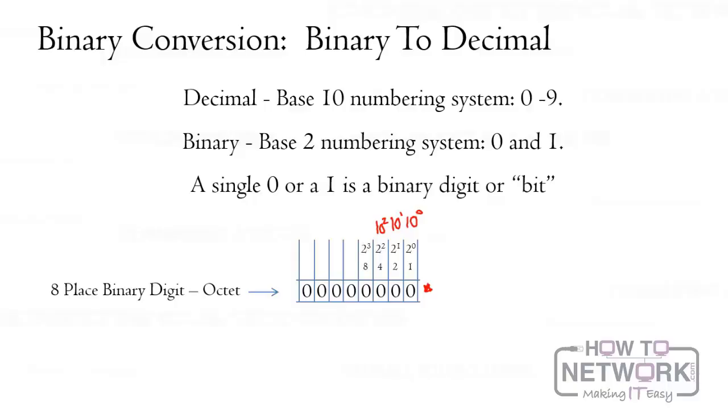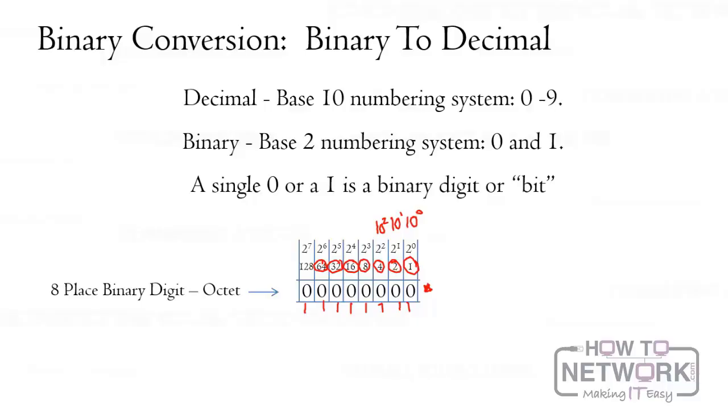So 2 to the third is 8. 2 to the fourth equals 16. 2 to the fifth equals 32. 2 to the sixth equals 64. And 2 to the seventh equals 128. So each one of these place markers is equivalent to this number, whether it's turned on or off.